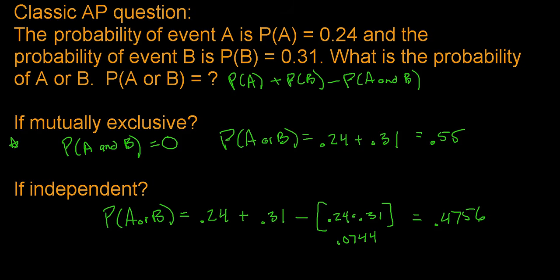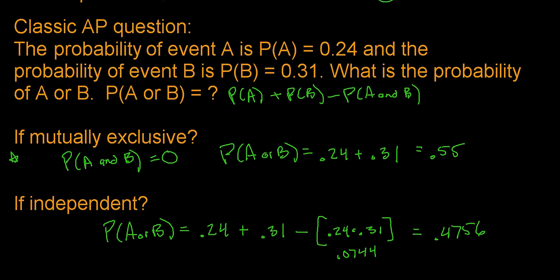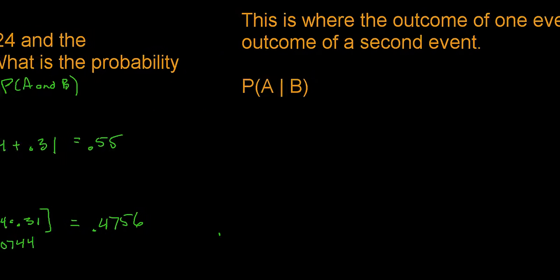So I hope that makes sense. Now, a couple kids say, well, what if I don't know you're independent? Well, to be honest, if you don't know you're independent, then you really can't answer this question. You do need to know one of these two things. If you're mutually exclusive, the probability of A and B is 0, so all you got to do is add A and B. If you're independent, then you know for a fact that the probability of A and B is A times B. All right, let's move on.